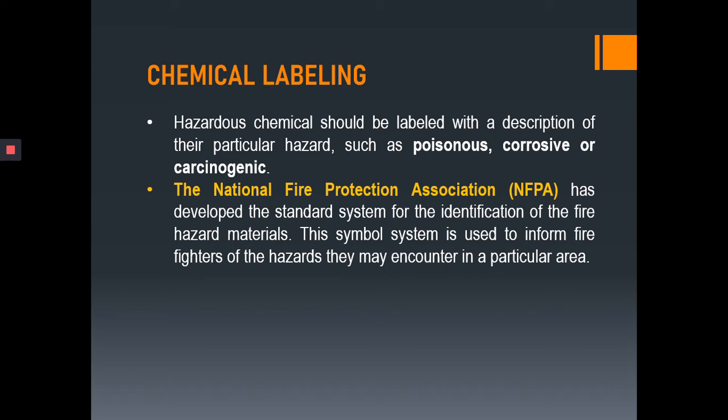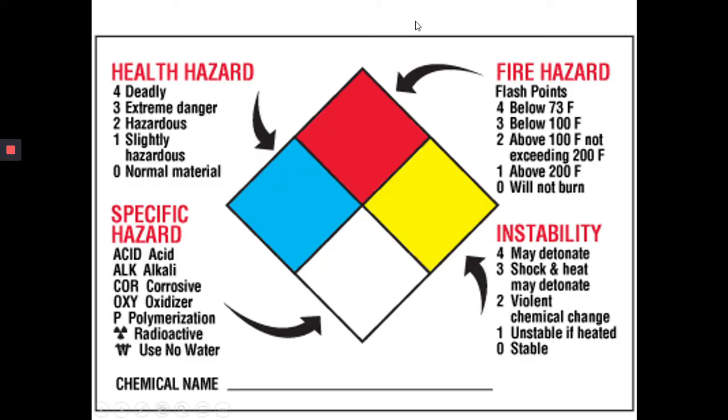The National Fire Protection Association, or the NFPA, has developed the standard system for the identification of fire hazard materials. So this NFPA symbol is very significant because it informs firefighters of the hazards they may encounter in a particular area. So this is our NFPA symbol, or the National Fire Protection Association symbol. It's shaped like a diamond and it has 4 quadrants. And each quadrant of the NFPA symbol has a specific color. This specific color in each quadrant signifies a specific type of hazard.